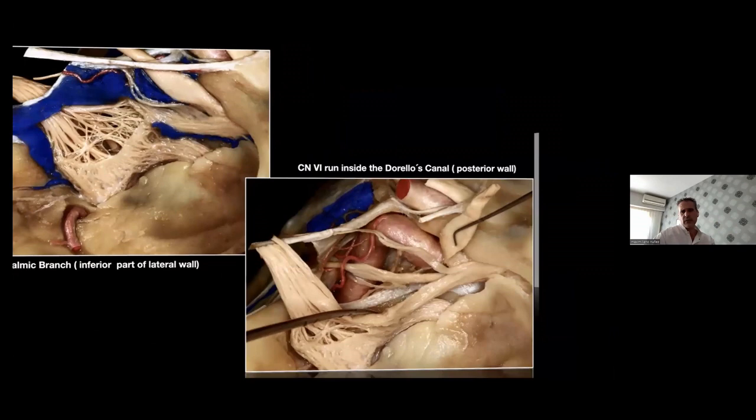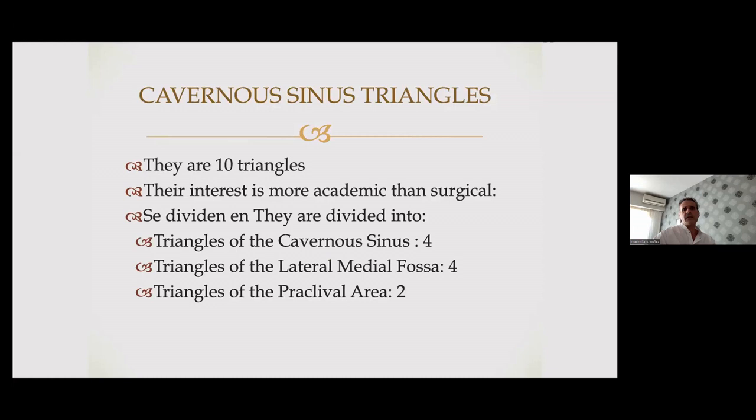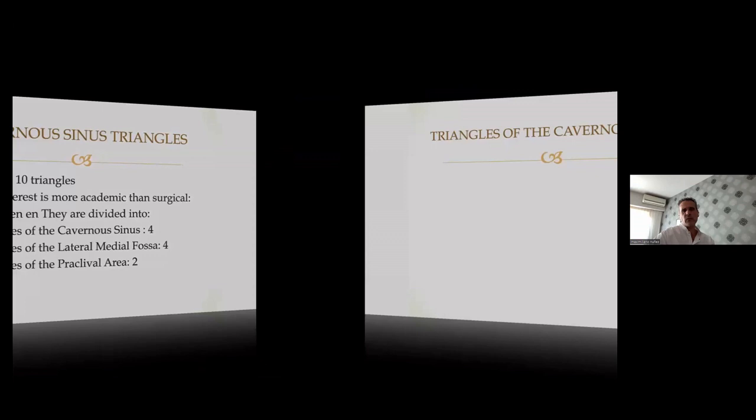The triangles, to finish, we have 10 triangles. Their interest is more academic than surgical. We can divide them, for example, into triangles of the cavernous sinus, we have 4, triangles of the lateral middle fossa, 4, and triangles of the paraclival area, we have 2.